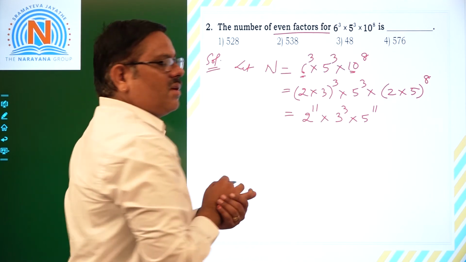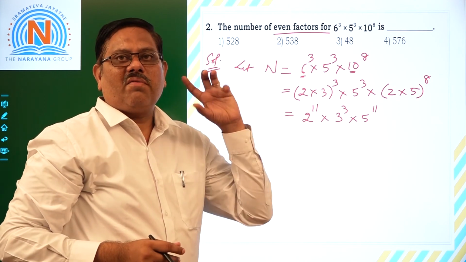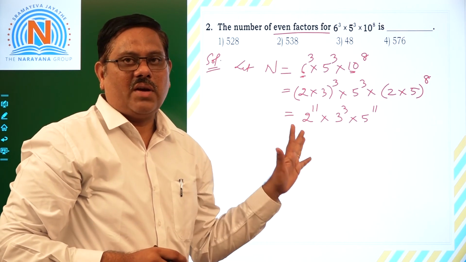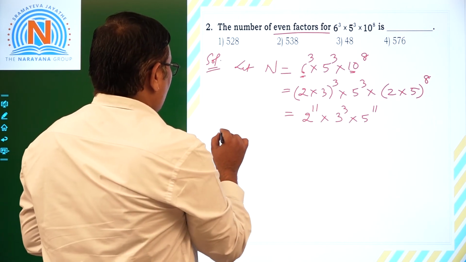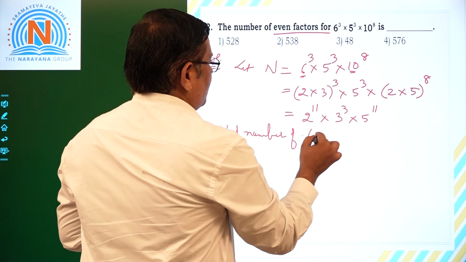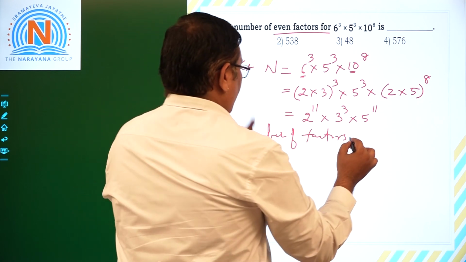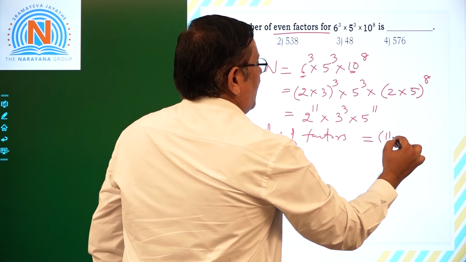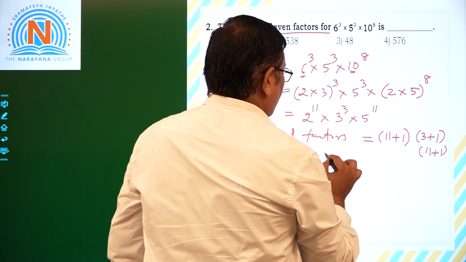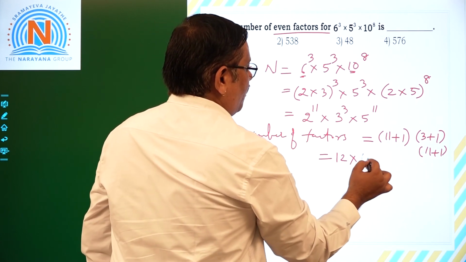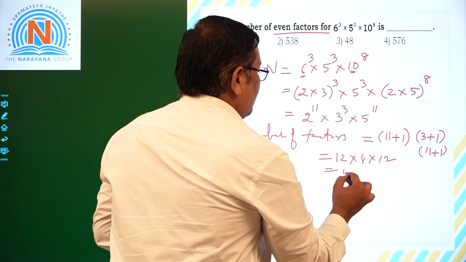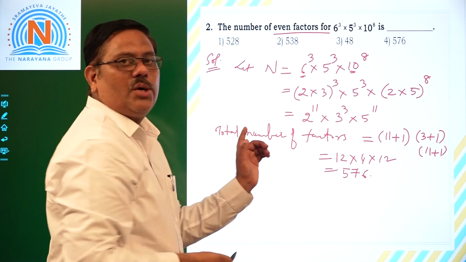Now, whenever he is asking even factors, what to do? Find the total number of factors, and from that subtract the total number of odd factors. That gives you the total number of even factors. That is the procedure. Now first let us find the total number of factors. Total number of factors is equal to 11 plus 1 into 3 plus 1 into 11 plus 1. That is 12 into 4 into 12. That is 12 fours are 48, 48 twelves are 576. So 576 is the total number of factors.